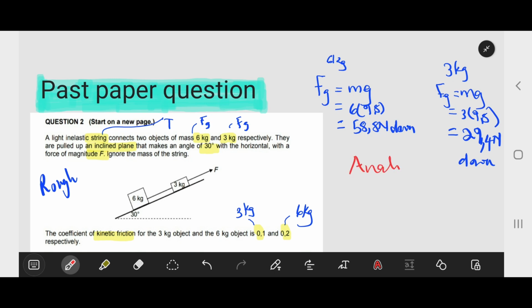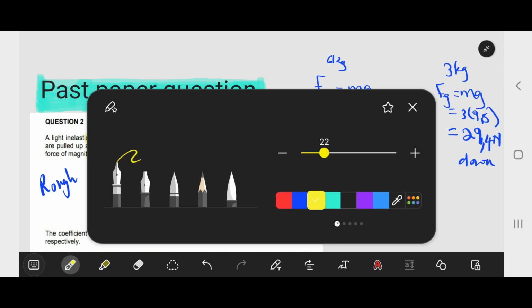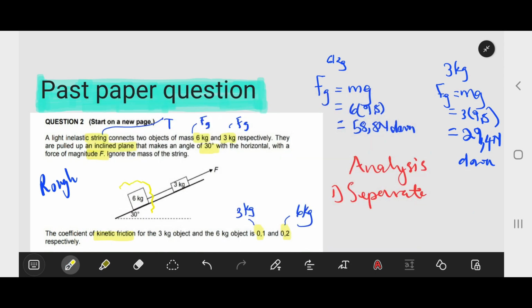For us to perform our analysis, remember step number 1 is separate. Okay, so what does this separate mean? It means we will be applying Newton's laws on this object and Newton's laws on the second object separately. Okay, and then step number 2, we draw our free body diagram for both objects. Okay, so we'll draw the free body diagram for the 6 kg and we'll draw the free body diagram for the 3 kg.